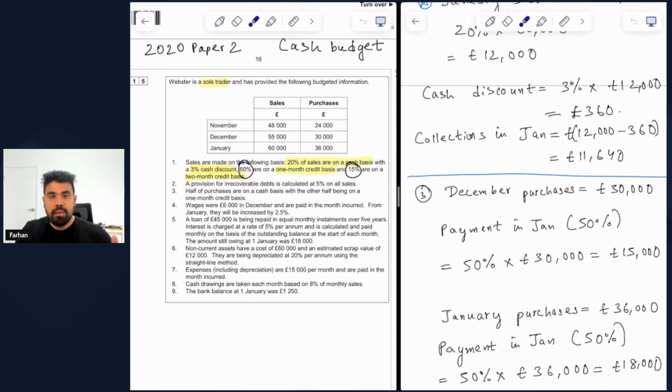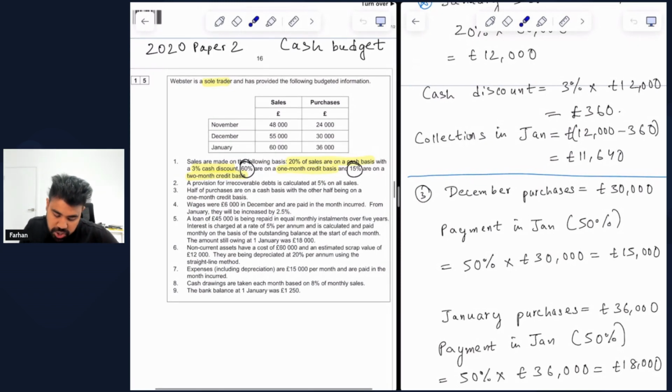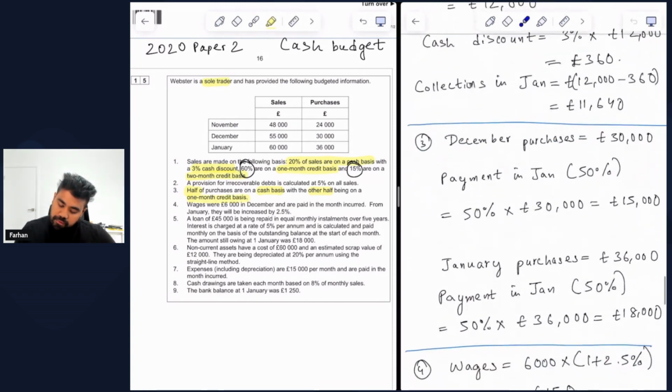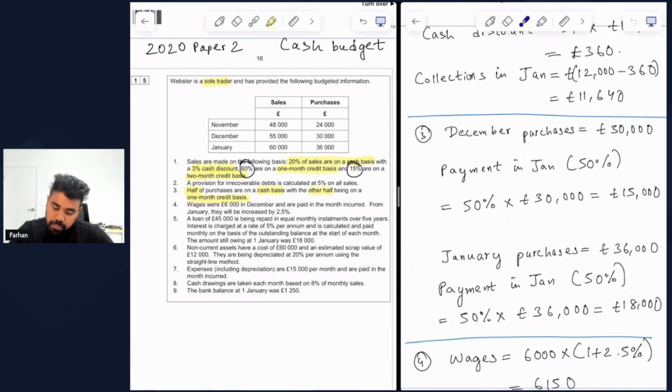Let's look into point number 3. Half of the purchases are on a cash basis, with the other half being on a 1-month credit basis. All right. So if you check the workings on the right-hand side of the screen, you will see that I'm starting with December purchases. The main reason is that for the purchases we will be making in November, we are going to be paying 50% in November, and the other 50% is what we will be paying in December for the purchases that we have made in November.